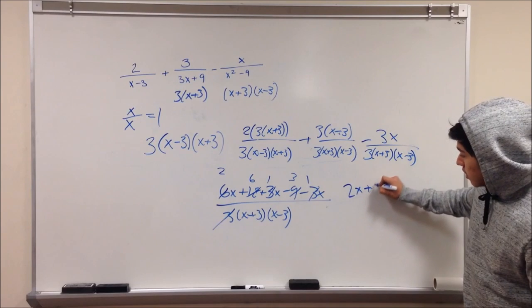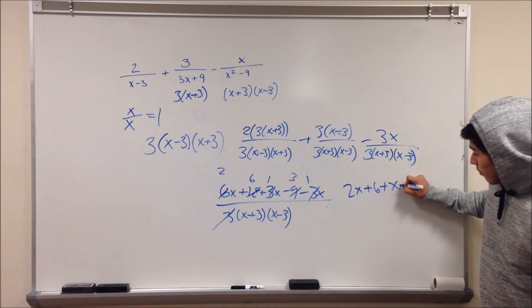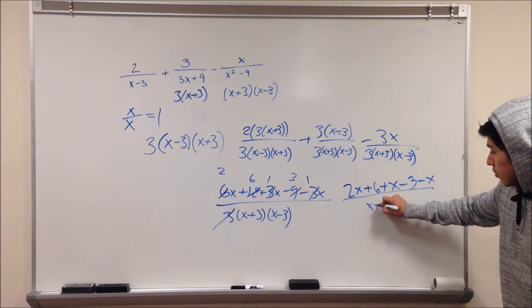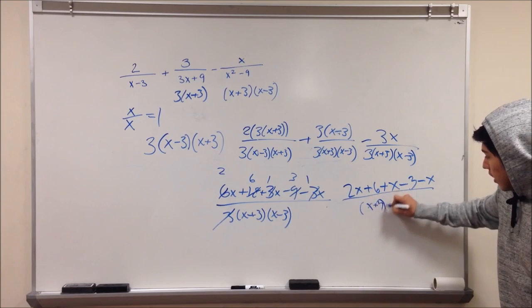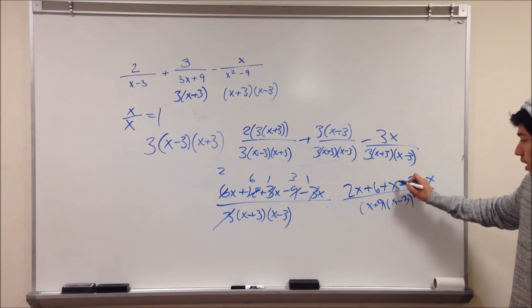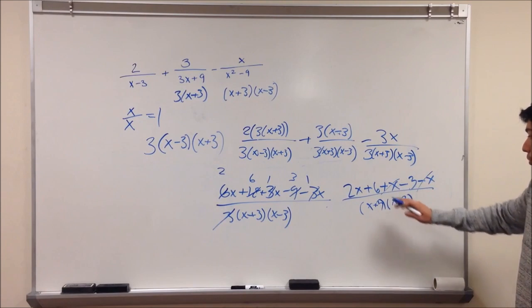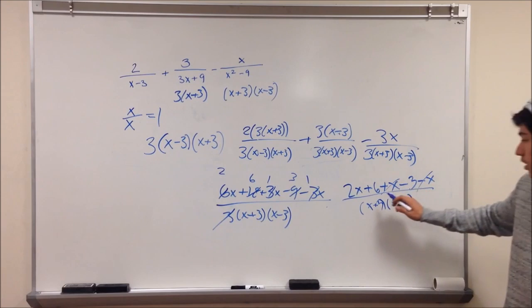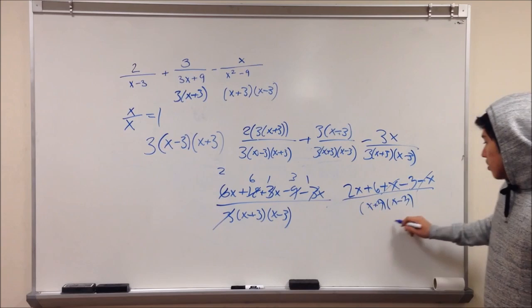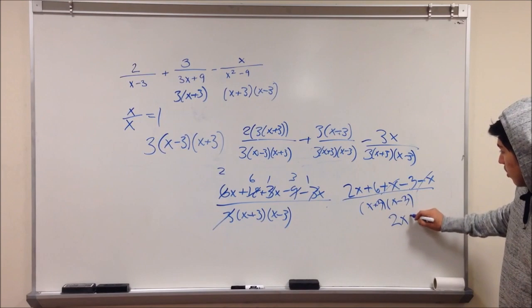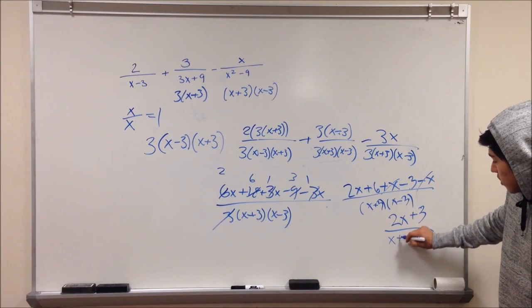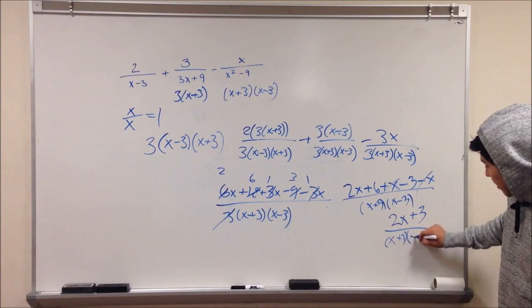2x plus 6 plus x minus 3 minus x, over (x plus 3) times (x minus 3). Now, in the numerator, these x's can be cancelled because one is positive and one is negative. And then we subtract 3 from 6 and leave 2x. So we get 2x plus 3 all over (x plus 3) times (x minus 3).